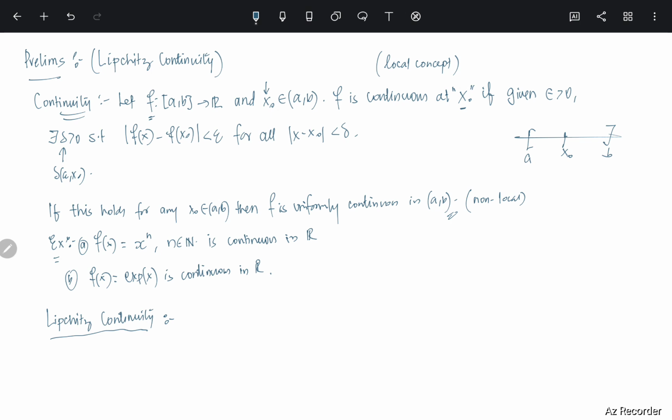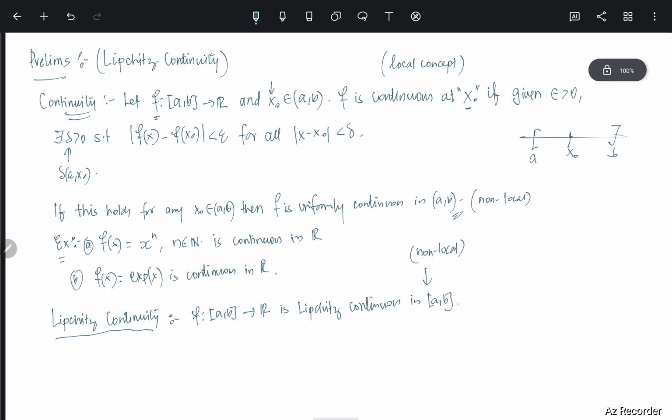So a similar sort of concept is Lipschitz continuity. What is Lipschitz continuity? So if I am defining f from AB to R, and we say this is Lipschitz continuous, continuous in AB, right? In AB, you see, Lipschitz continuity, we will not define it at one point. This is a non-local concept. Please understand, this is non-local. So what do I mean by this? I mean that it does not depend on one single point.